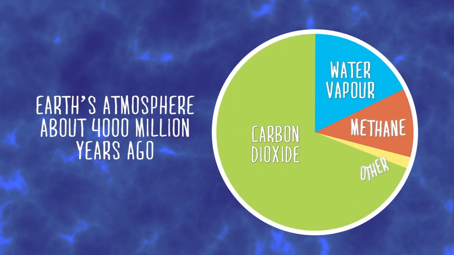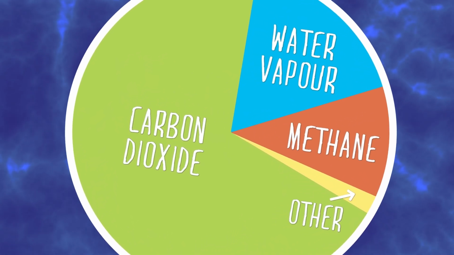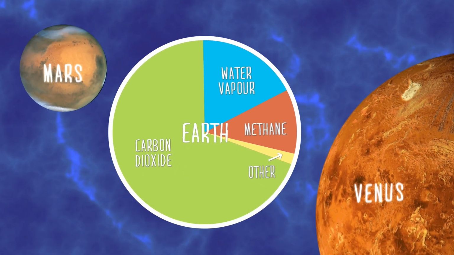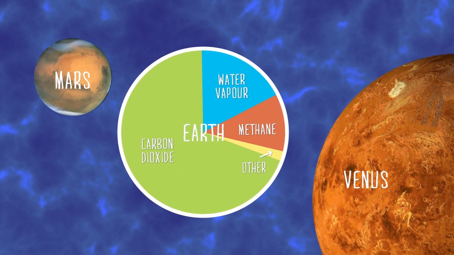During the first billion years of Earth's existence, gases were formed from intense volcanic activity, and these made up the early atmosphere. This early atmosphere was mainly carbon dioxide and water vapour, with small amounts of methane and ammonia. And it's funny because this is similar to the atmosphere found on Mars and Venus today.